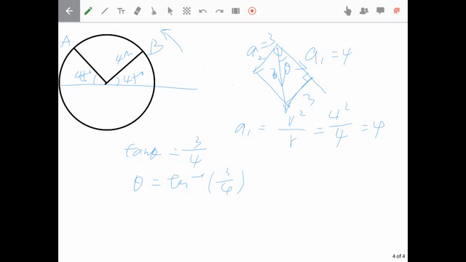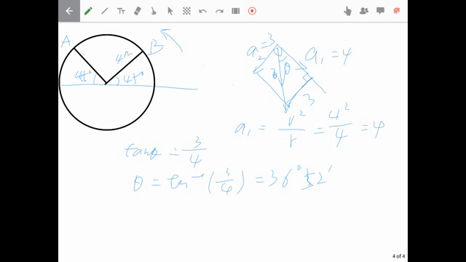Should we do degrees, minutes, seconds for this? Yeah, that's fine. 36 degrees, 52 minutes. Okay. So that's the angle theta, but probably the answer didn't ask for the angle like this.